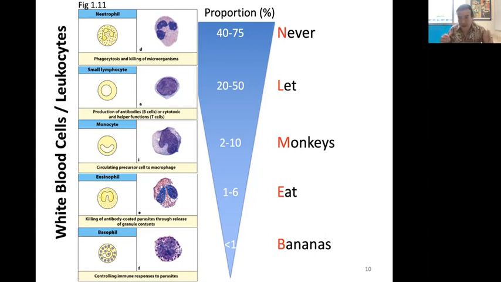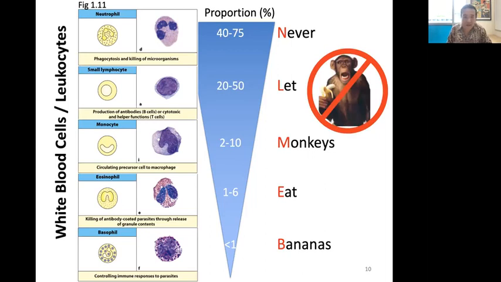Okay, and pretty much now that you've learned it, you can't even forget it. So you're all set. So that's all the studying you had to do for that, right? Never let monkeys eat bananas. Right? Yeah, this monkey, he's like, no, not this again. I hate immunology class. Right?